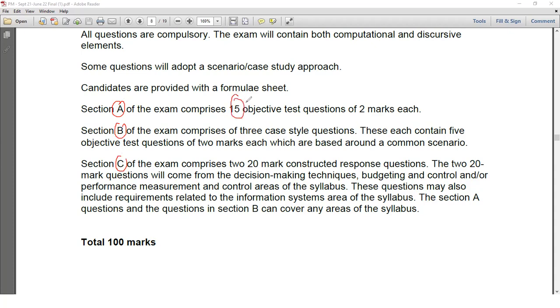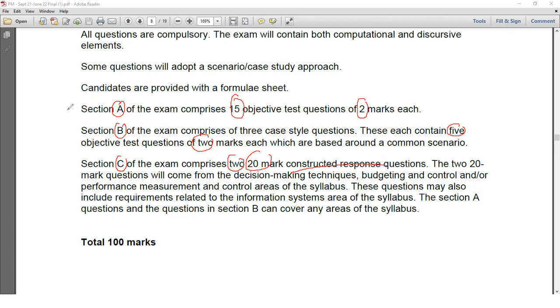15 objective test questions at 2 gives us 30. 3 short scenarios. Each scenario has got 5 questions, each one of them carrying 2 marks. So that gives us another 30. Section C, we've got 2 20-mark constructive response questions, and that gives us a 40.